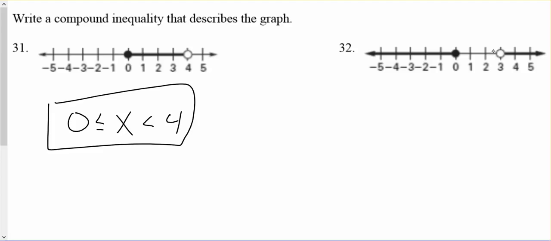This is an or because it's going away from each other, so we'll say or. And we are less than or equal to 0, so less than or equal to 0 here, or we are greater than 3.